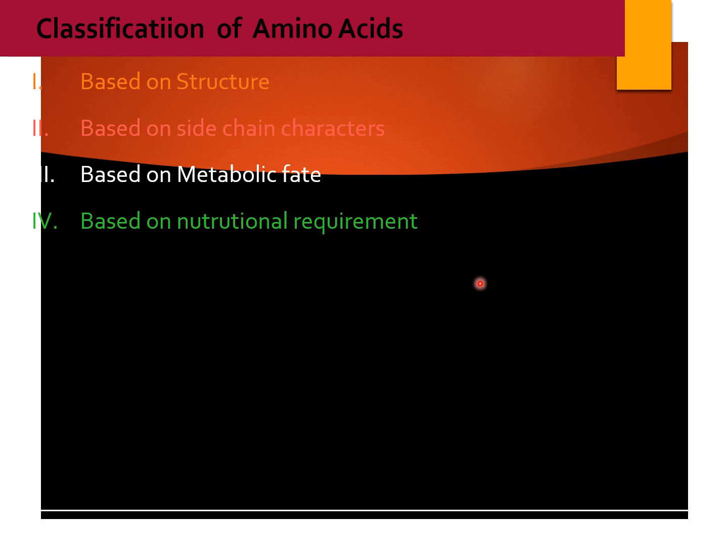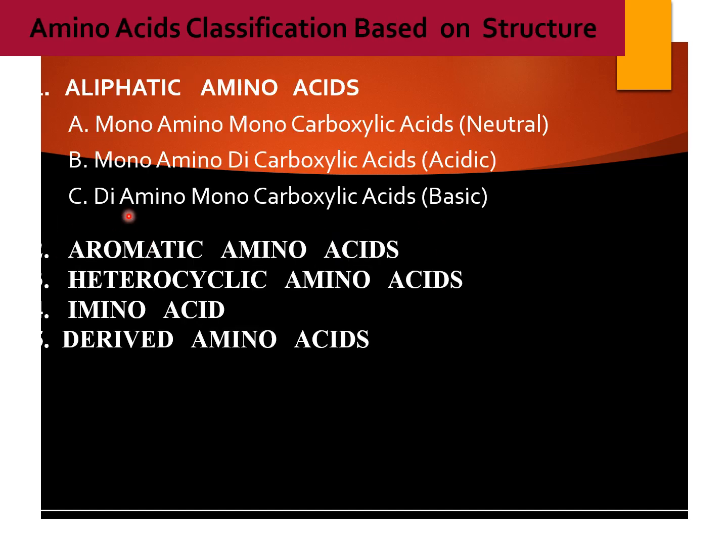Classification of amino acids has been done based on structure, based on side chain, based on metabolic fate, and based on nutritional requirement. So we'll see one by one. Amino acid classification based on structure: the first classification, sub-classification of this group, is aliphatic. Then we will come to the aromatic, heterocyclic amino acids, and derived amino acids. So this is the blueprint of the structural classification of amino acids.